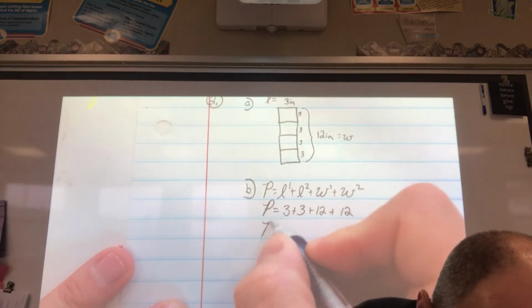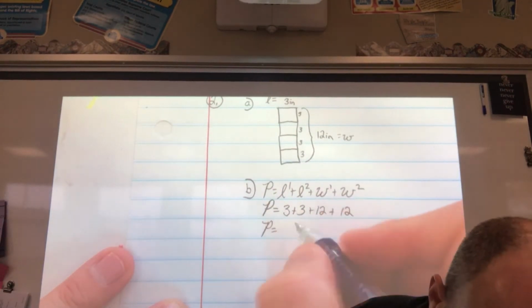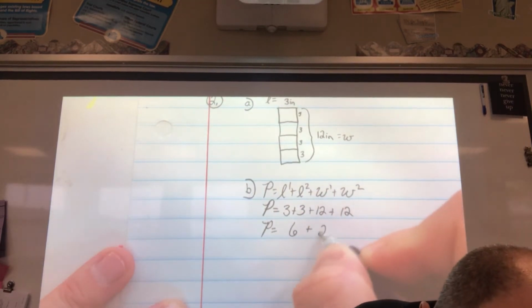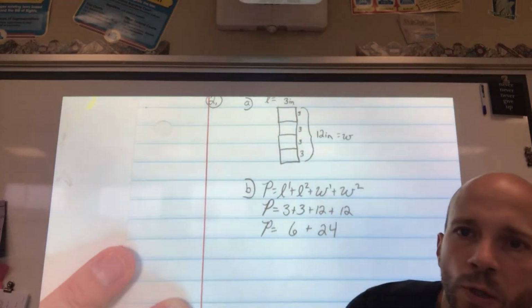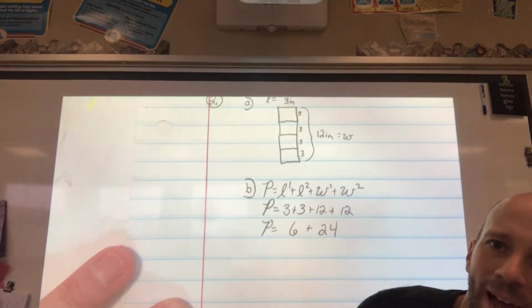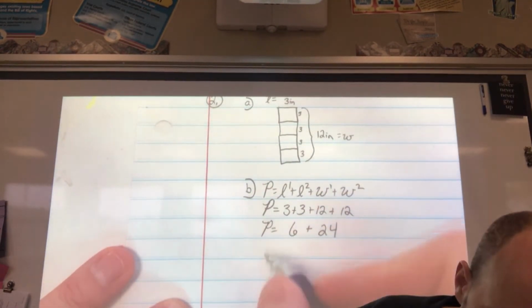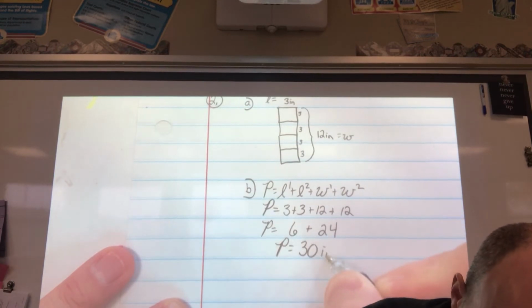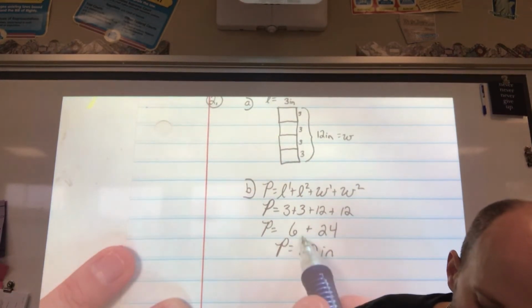And then let's go ahead again, mental math. We can kind of chunk these together. Well, that's a 6, and that gives me 24. So if you know 4 and 6 is 10, that means I'm going to regroup that and give me completely 30. And our answer is going to be in inches.